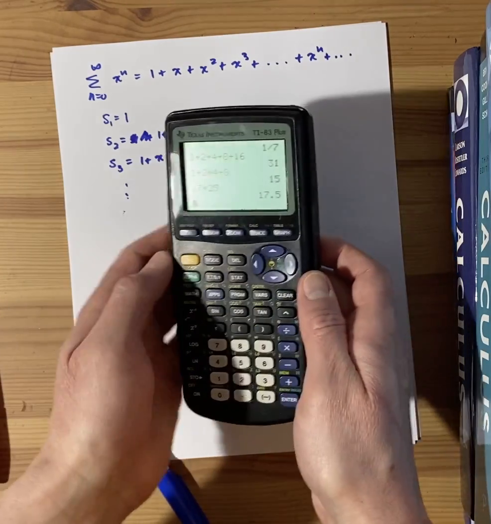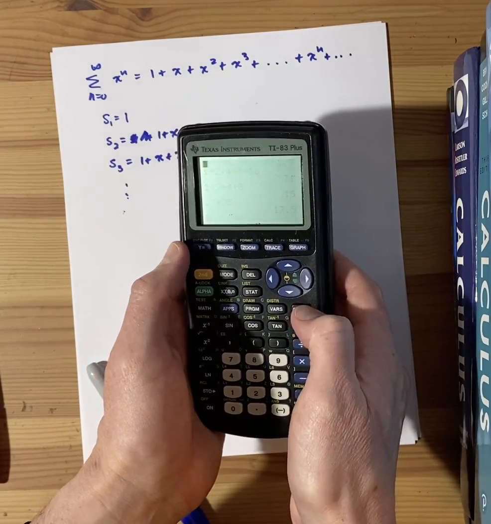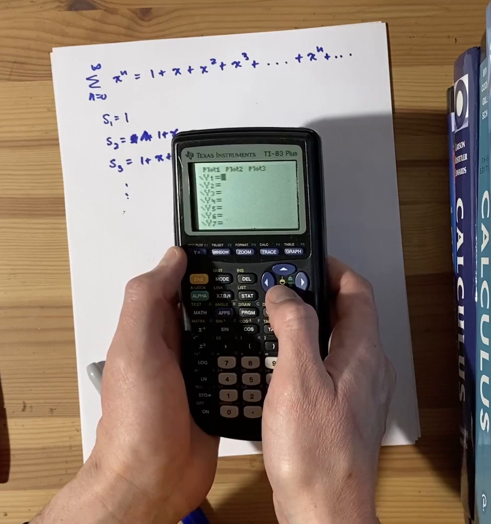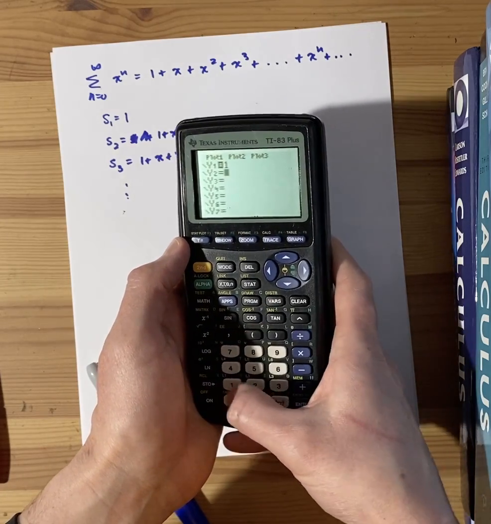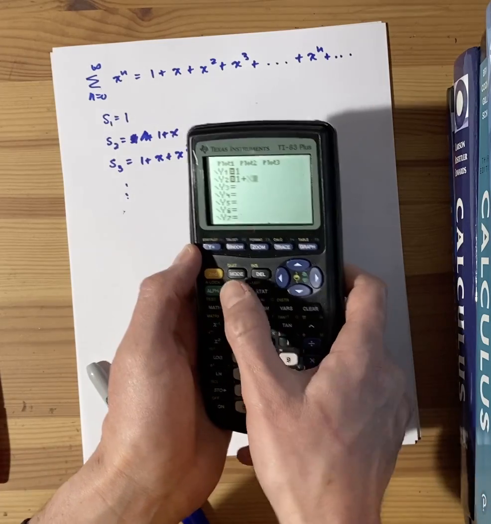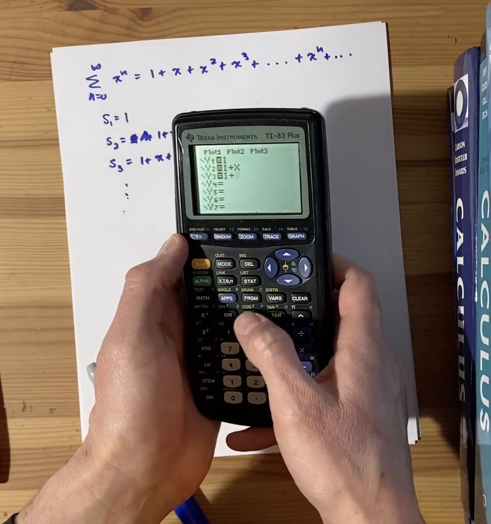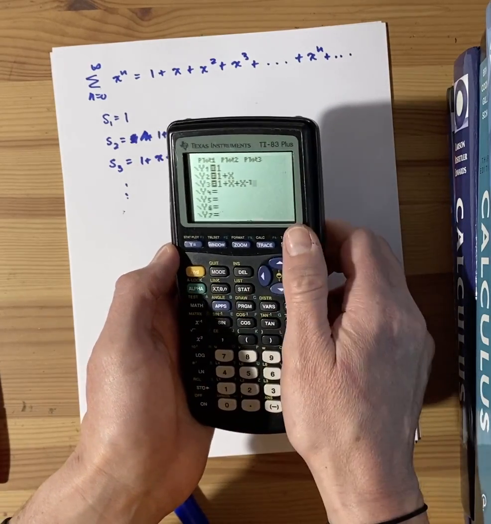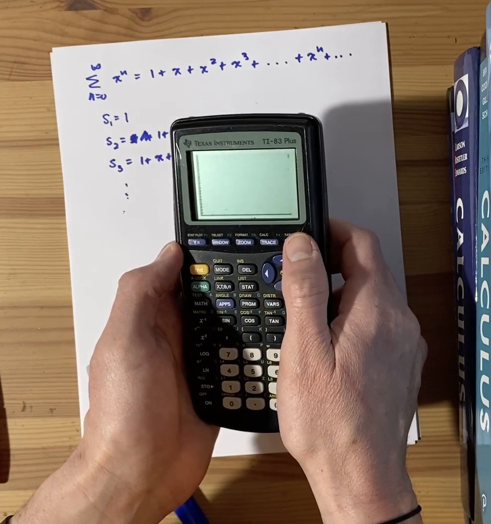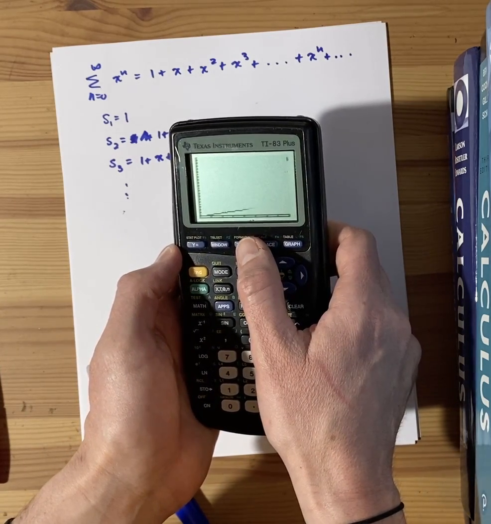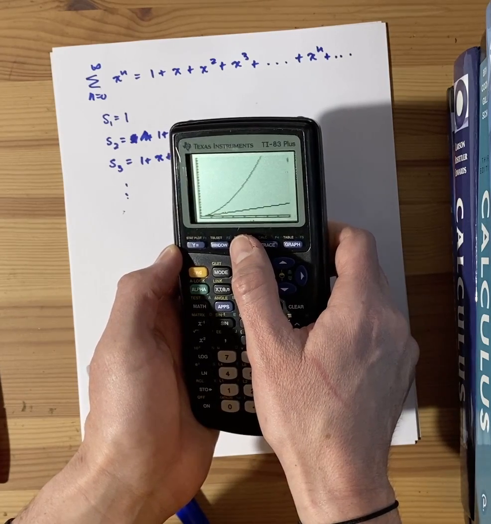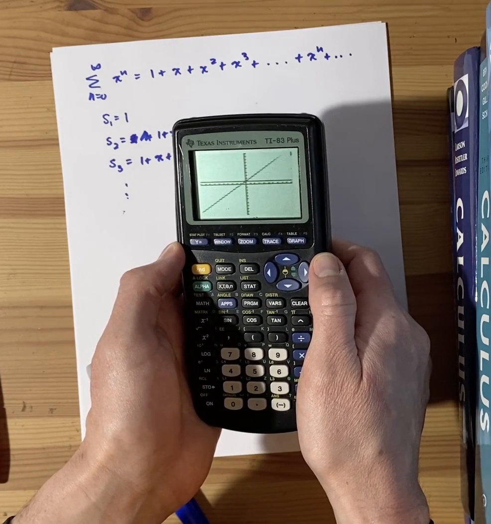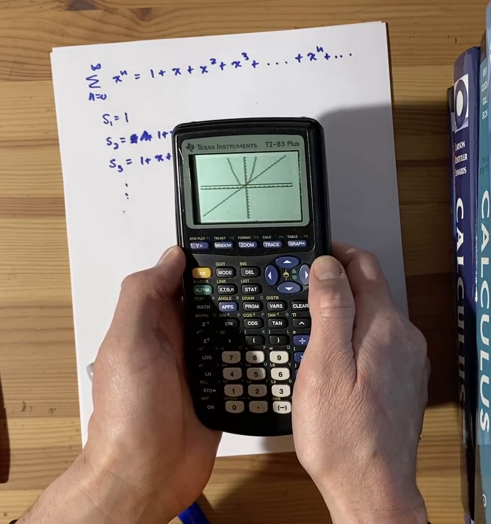All right, so let's say that we plug those partial sums into our graphing calculator. I have the first partial sum to be 1, the second partial sum to be 1 plus x, and the third partial sum to be 1 plus x plus x squared. And if I hit graph, I wind up getting something that looks like that.